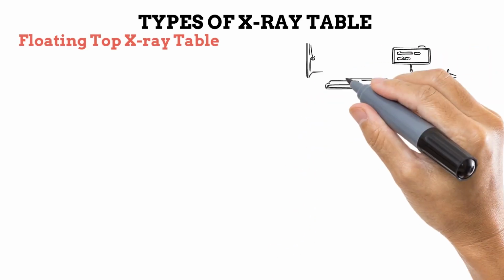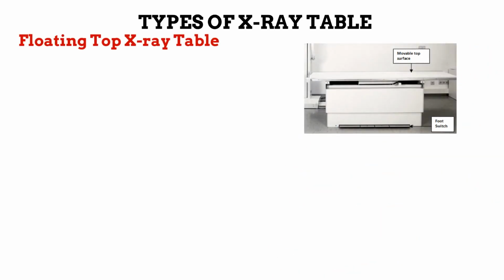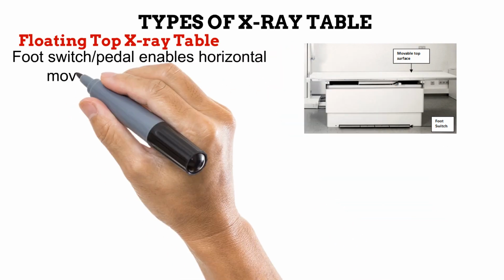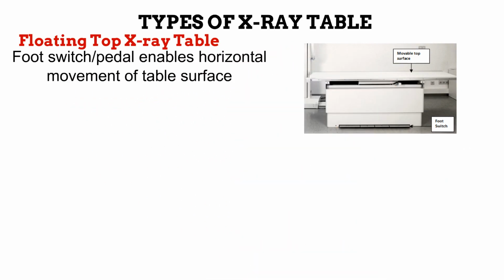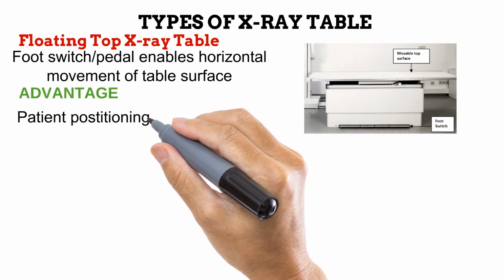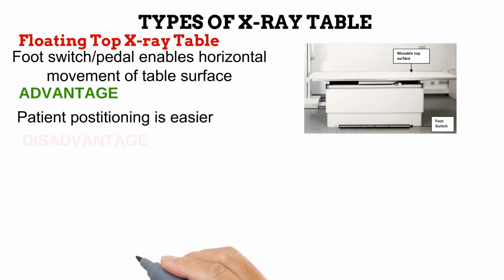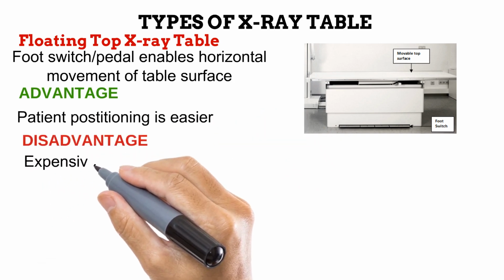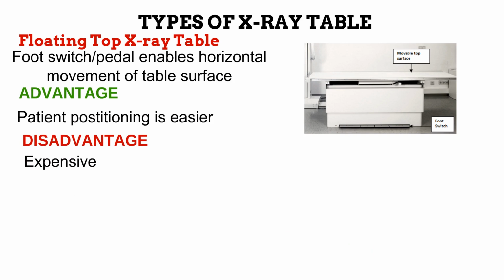Next is the floating top type. In this, the radiographer uses a foot pedal or switch, seen on the diagram, to move the top of the table horizontally in a floating-like manner. This makes patient positioning much easier, but it is a more expensive variant compared to the fixed.